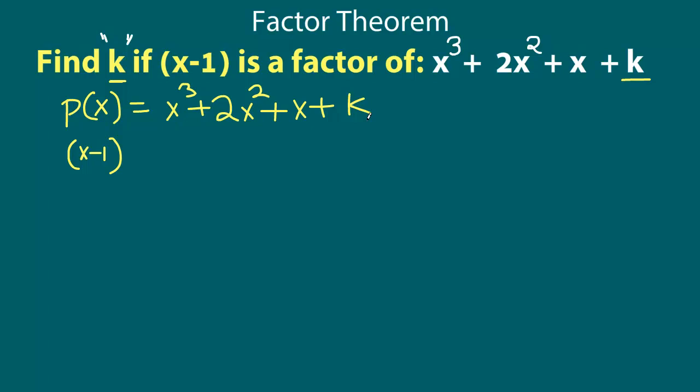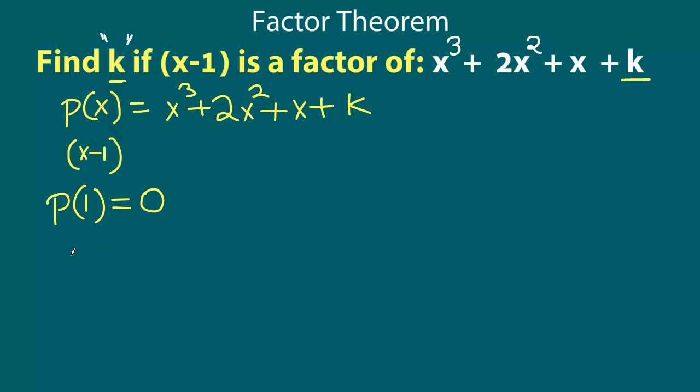That means if we divide this by x minus 1, the remainder is 0. So we know from factor theorem that if this is a factor, then the remainder, which can be found by the value of the polynomial at x equals 1, must be 0. It follows from the factor theorem. So if we simply find p of 1 and equate it to 0, then we can use that equation to find k. So let's find the value of the polynomial at x equals 1.